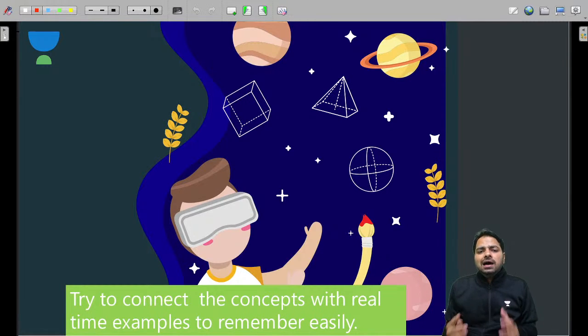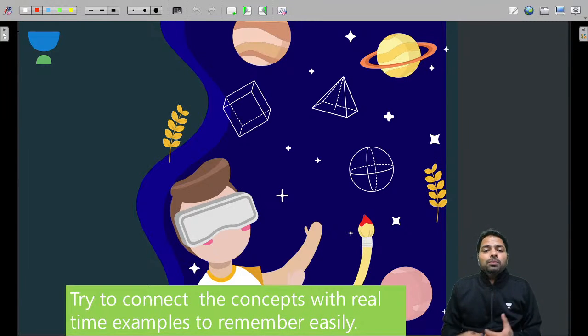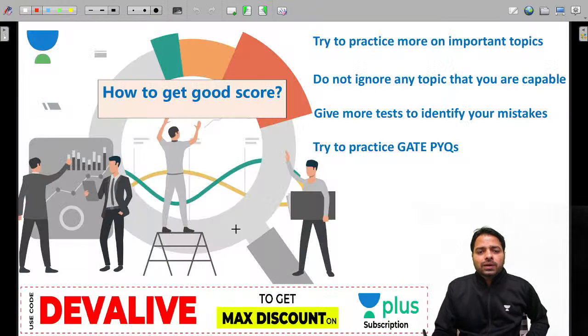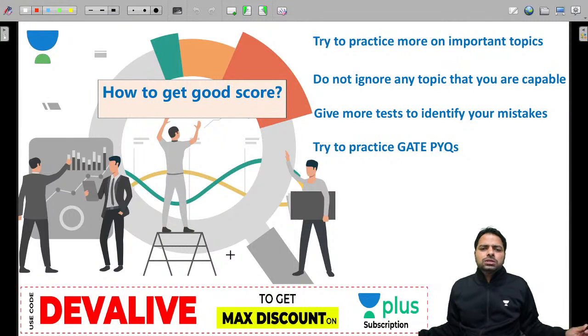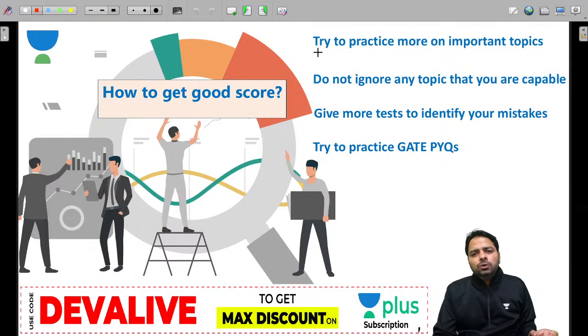Always have some beautiful shortcuts, or you might connect with a movie, or some kind of practical examples at your home or at your college and something like that. So that is the best strategy for you guys, and how to get a good score by having a good strategy for these last 2 months.